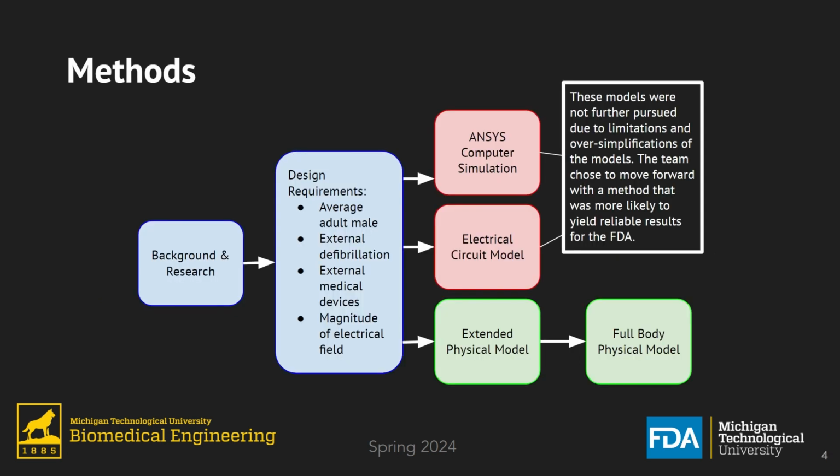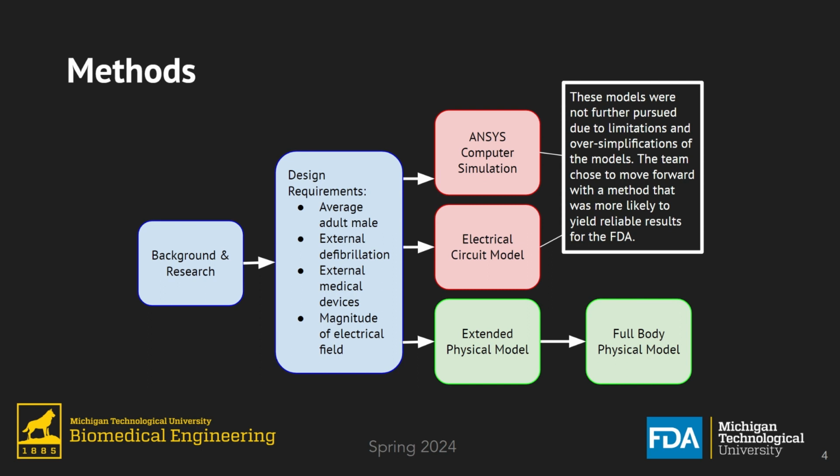So some of the methods we went about designing this, we designed what our requirements would be, which we wanted to study an average adult male. We wanted it to be external defibrillation as opposed to internal with some of the ICDs that are invented. We wanted to work with external medical devices that aren't implanted into the patient. And we wanted to study the magnitude of the electrical field at certain points on the body.